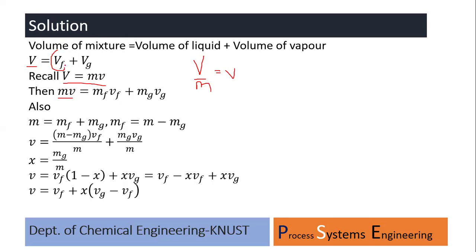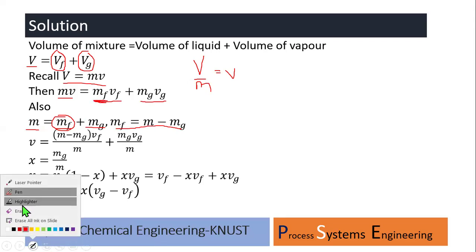So the volume of the liquid is going to be the mass of the liquid times the specific volume of the liquid. And then the same thing for the vapor. The volume of the vapor is going to be the mass of the vapor times the specific volume of the vapor. But we also know that the mass of the entire system is the mass of the liquid plus the mass of the vapor. So if I make the mass of the liquid the subject, I'll have mf equal to m minus mg. That's the expression we have down here. So I can replace this mf over here with m minus mg.